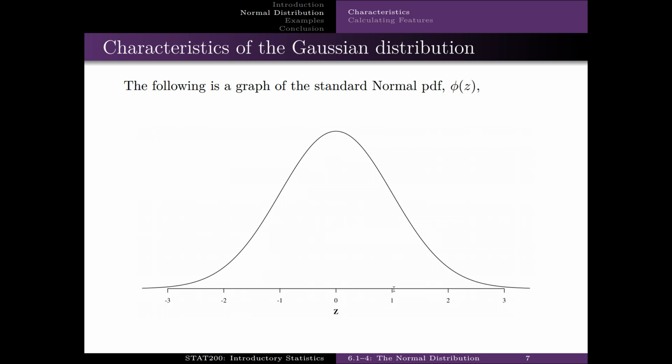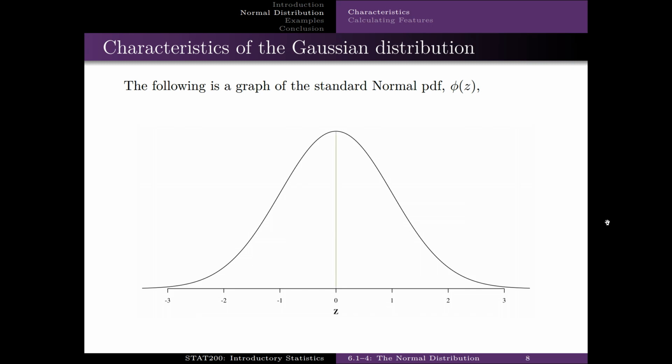Here's a graph of the standard normal PDF. Notice that it goes off on both sides forever. This should raise some memories of the empirical rule. You will see sometimes that the PDF is symbolized with a lowercase phi, the Greek letter phi, because it's a PDF, and the CDF will be an uppercase phi. I don't think I have an uppercase phi on here.